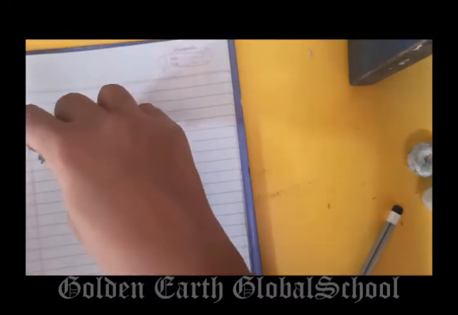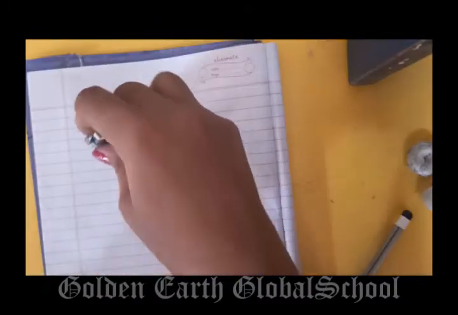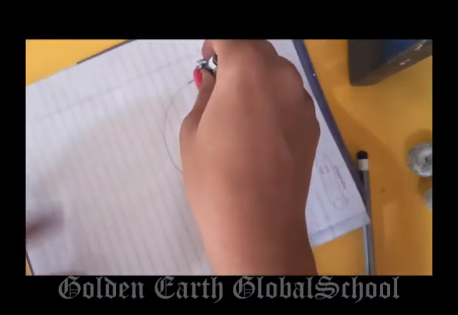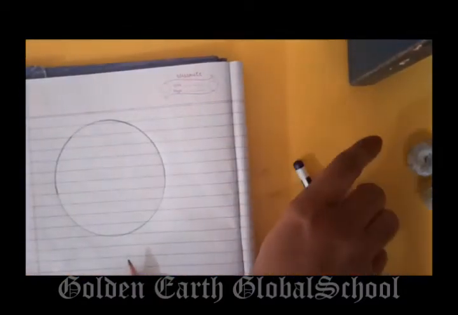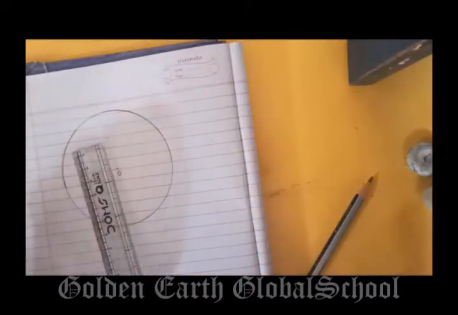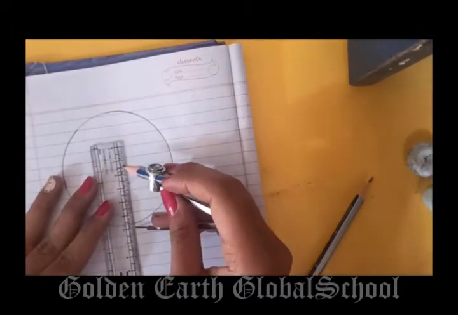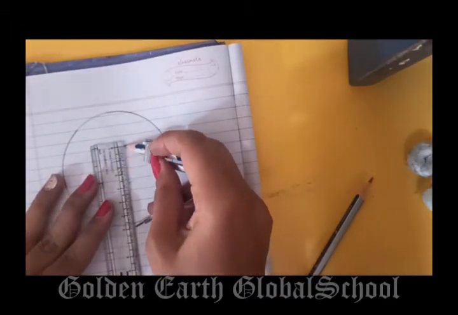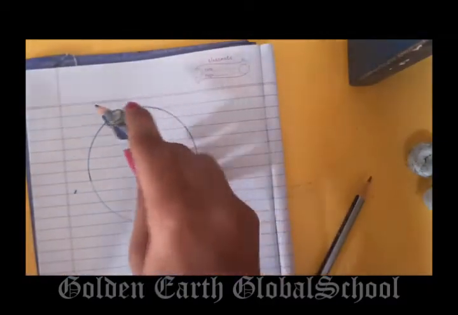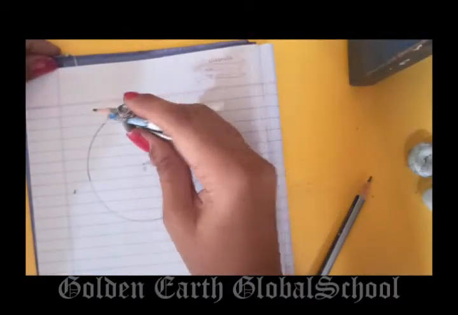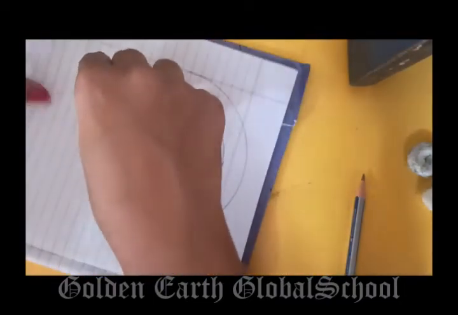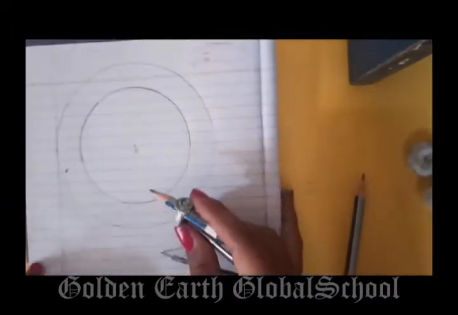So make a circle. This is the required circle of radius 4 centimeter. This is the center. Now open the compass of length 6 centimeter. So by using the same center, make another circle. This is the second circle whose radius is 6 centimeter.